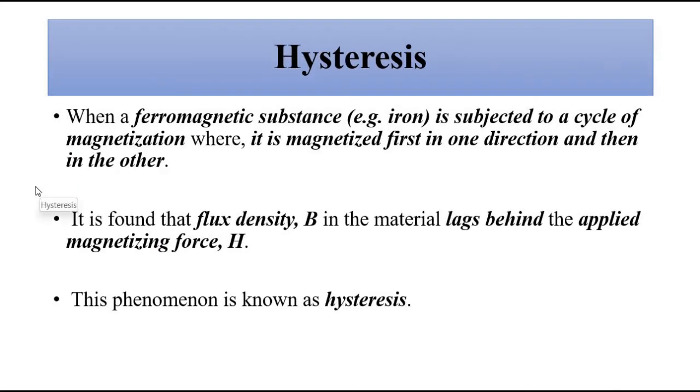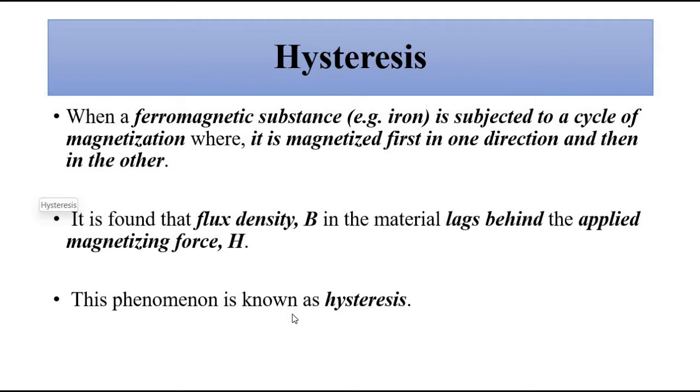So hysteresis is basically the phenomenon that when a ferromagnetic material is subjected to a cycle of magnetization, and it is magnetized in one particular direction and then the direction is reversed, it retains some of the magnetic characteristics, which is expressed by the magnetic flux density B, and the magnetic force by which it is magnetized, that is capital H. So this lagging property of magnetic flux density, or the residual magnetism which the ferromagnetic material shows, is called hysteresis. So this is just the definition.